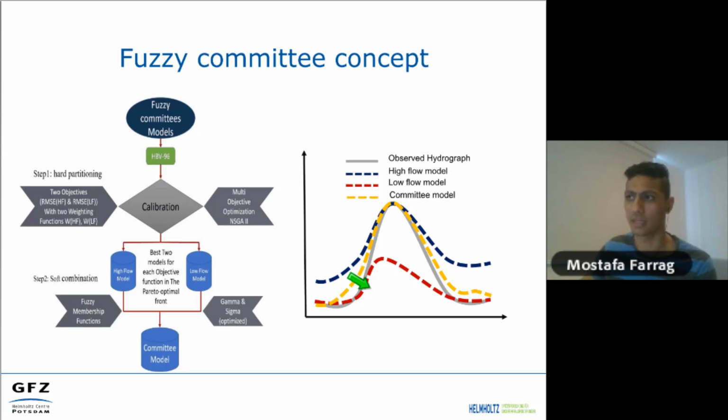Whatever number of objectives we use, we can have more than two models, but here we only classified the flow into two, so we have two models. After that, the problem becomes how we can combine them. We now have two hydrographs, and we only need one hydrograph to be as close as possible to the observations. That's the second part of the method, which is combining these two hydrographs based on membership functions.